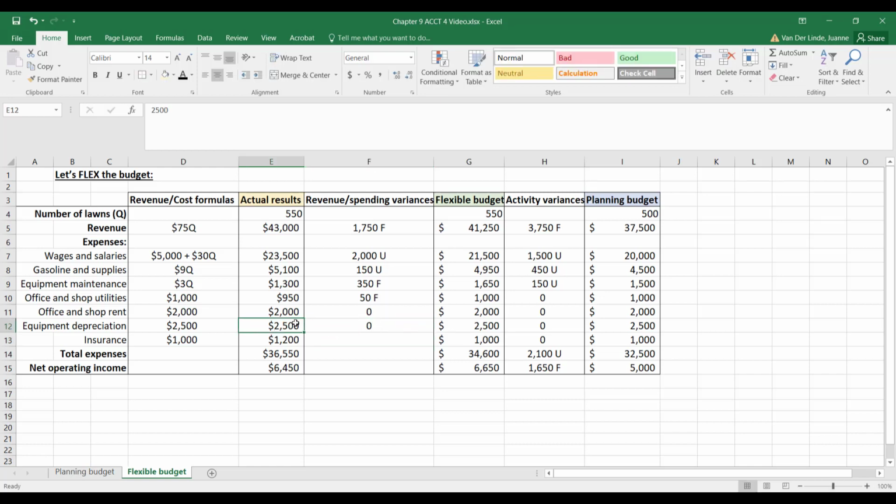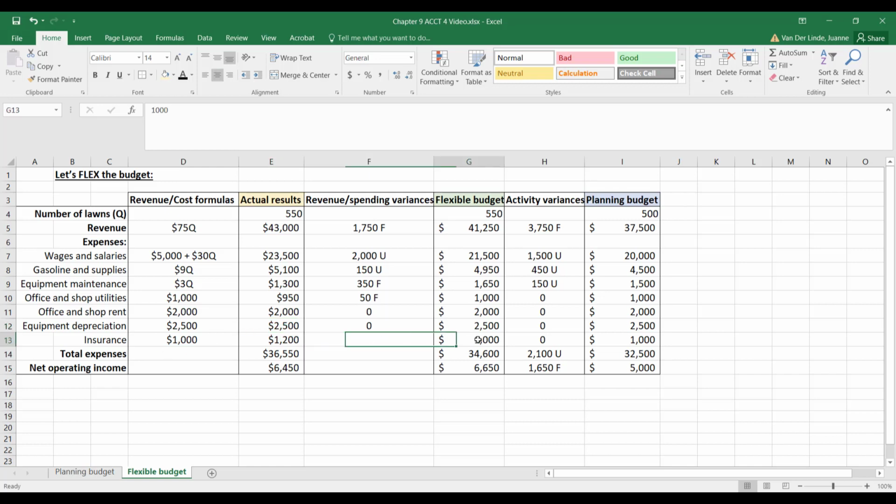The only reason that we might see a difference here is if we maybe bought some more equipment that was depreciated, or some assets became fully depreciated and we're no longer seeing that depreciation, or we got rid of some assets that we know obviously then at that point wouldn't record the depreciation on.